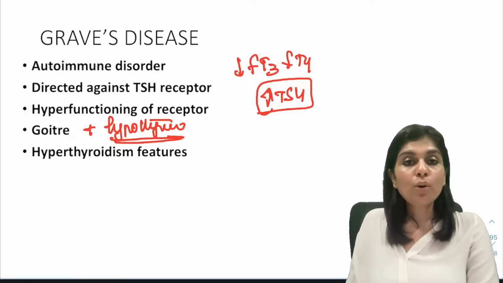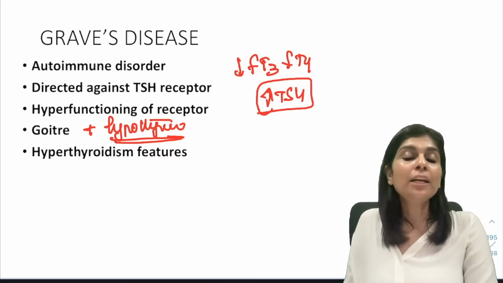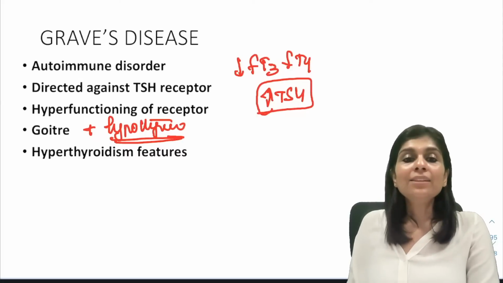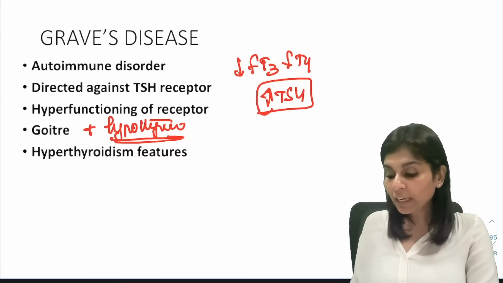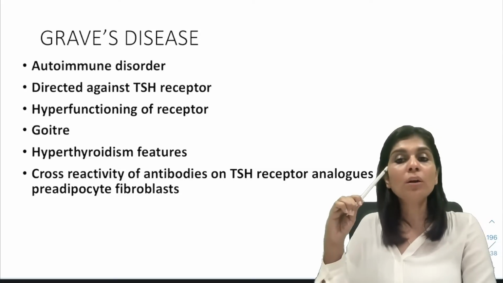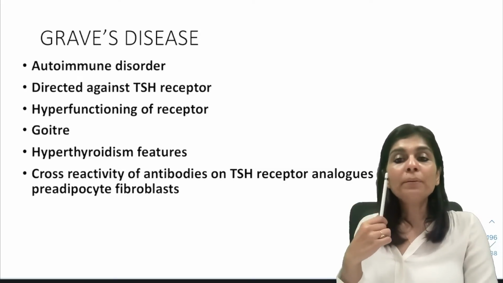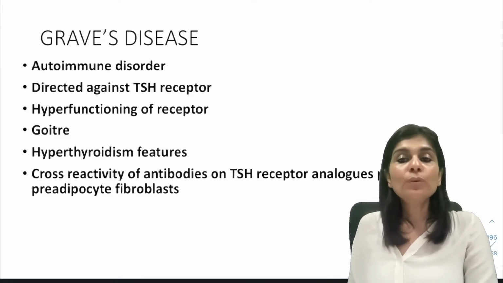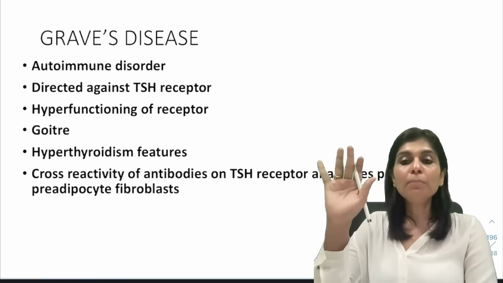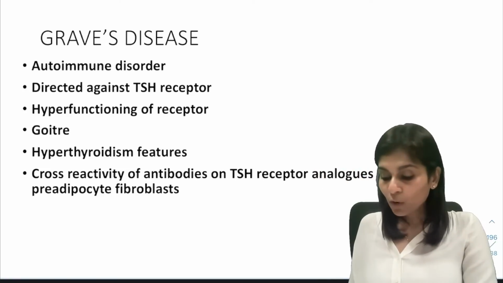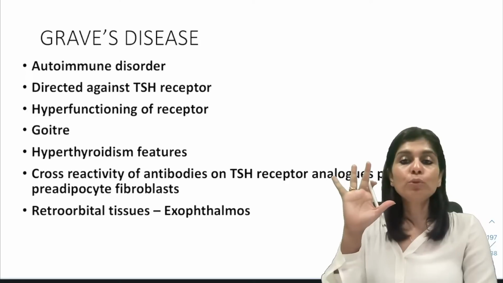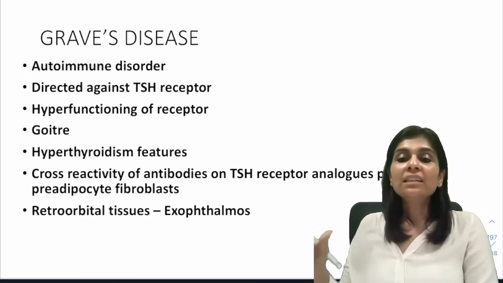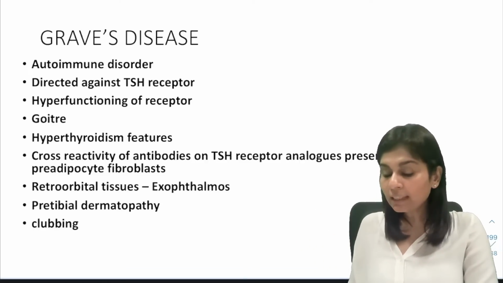And these autoantibodies cross-react and bind with pre-adipocyte fibroblasts. These autoantibodies cross-react with the TSH receptor analogs which are present on the pre-adipocyte fibroblasts of retroorbital tissues. So in the retroorbital area, if fibroblasts get activated, they release cytokines. And these cytokines will cause edema, and this retroorbital edema is the cause for exophthalmos. So what is the reason for exophthalmos? Because pre-adipocyte fibroblasts in the retroorbital tissue get activated, releasing cytokines. And the same is the reason for pretibial myxedema and clubbing.